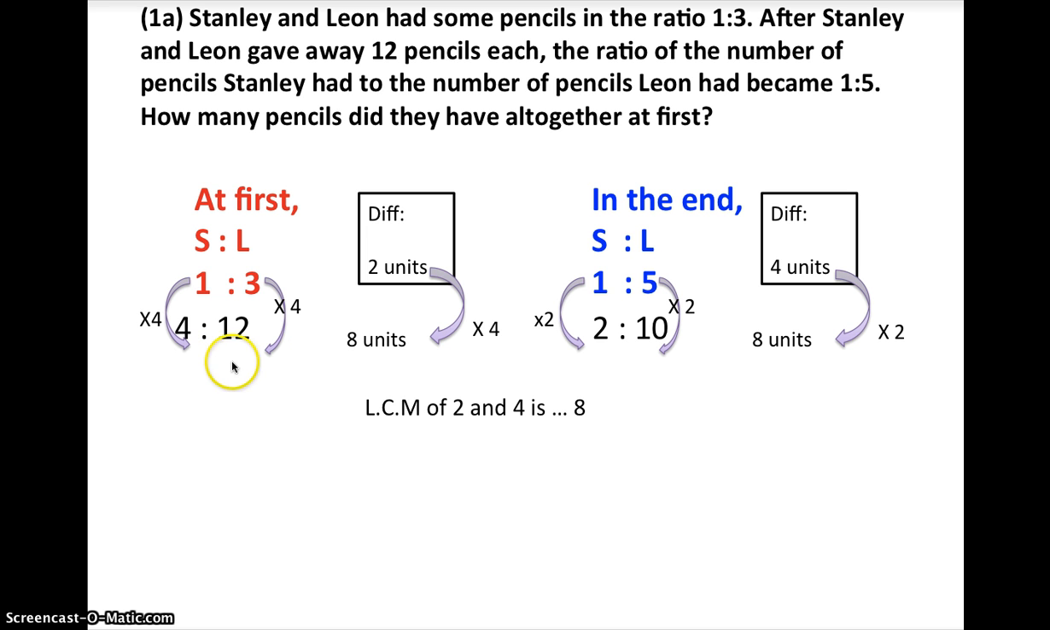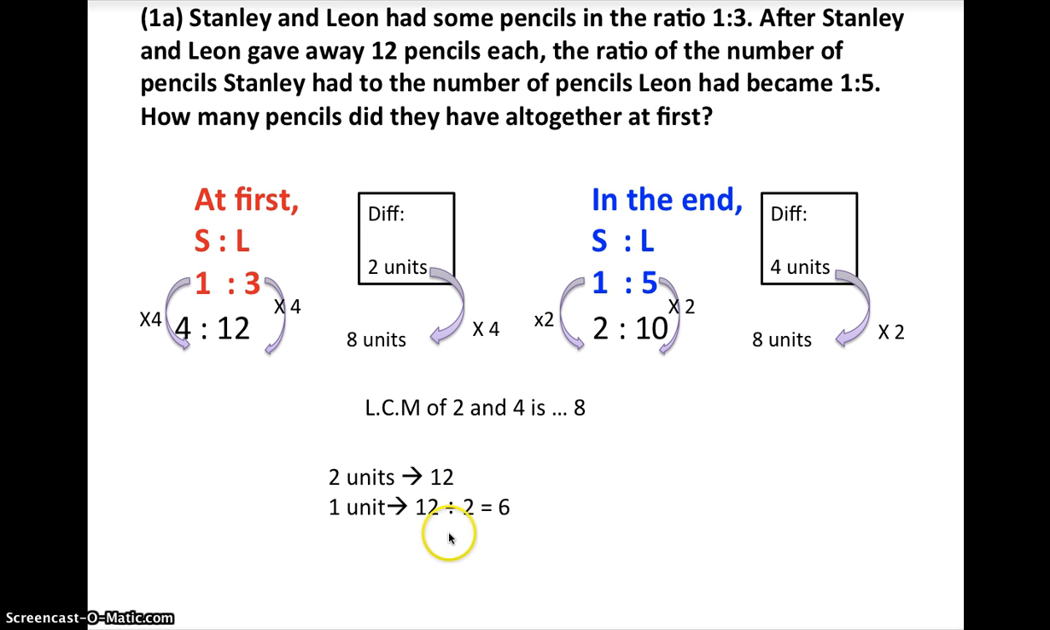So everything here in black are my new ratios. You can see that my difference between Stanley and Leon is now 8, and that's the constant difference. From here you can see that Stanley had 4 units at first, and in the end he had 2 units only, which means that he gave away 2 units, right? According to the question, Stanley gave away 12 pencils. So these 2 units that he gave away represent 12.